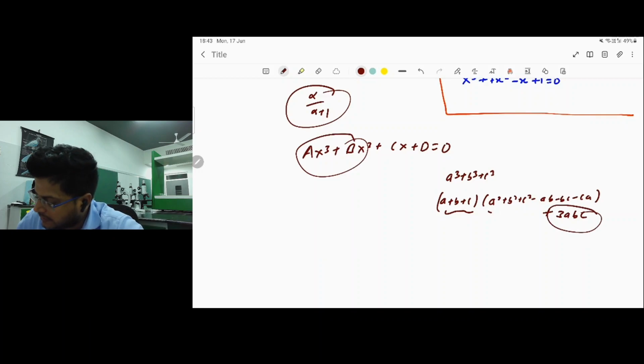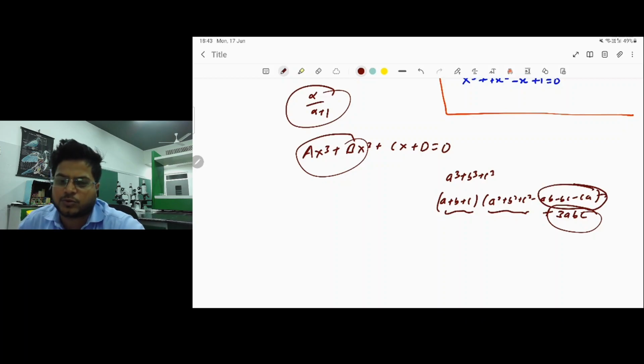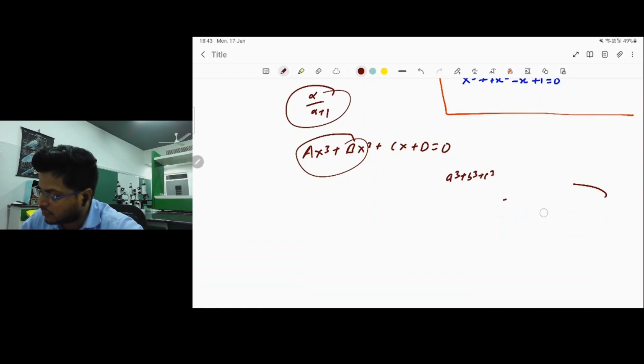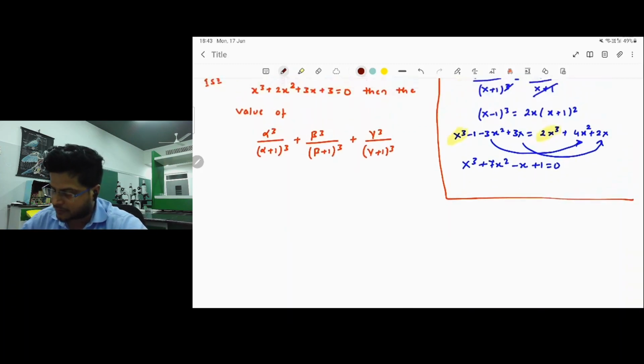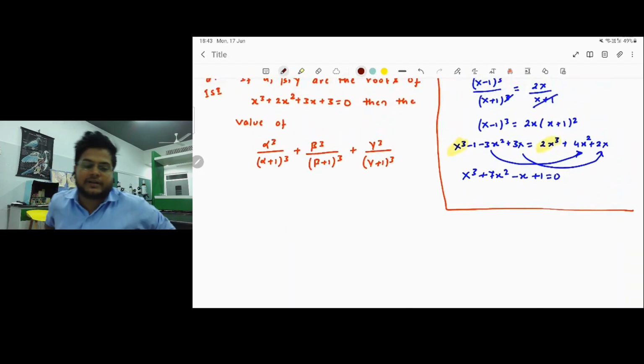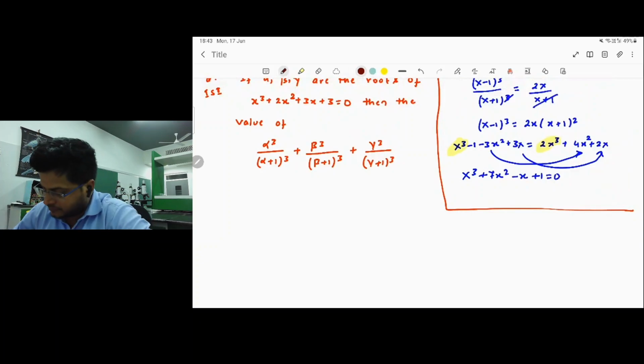Product of the roots. Can you get a square plus b square plus c square? We know we can calculate, isn't it? And we can get this also, isn't it? Like ab plus bc plus ca, those who know cubic equations will be able to generate this. So this is one of the methods to solve this problem. And I'm not going to do it by that method. So let us see some better way to solve the same question.